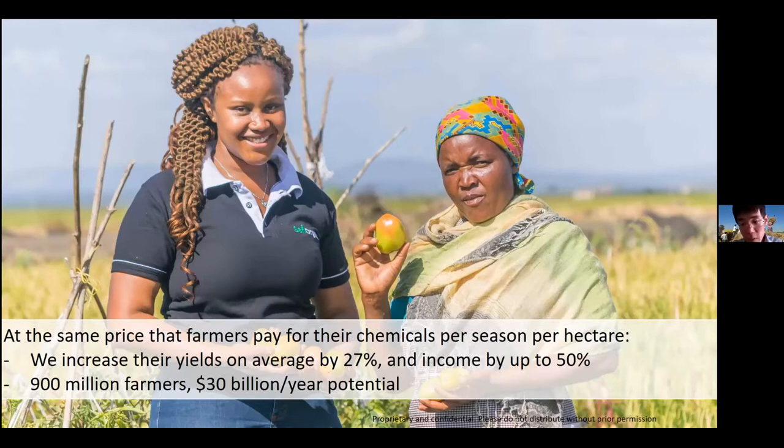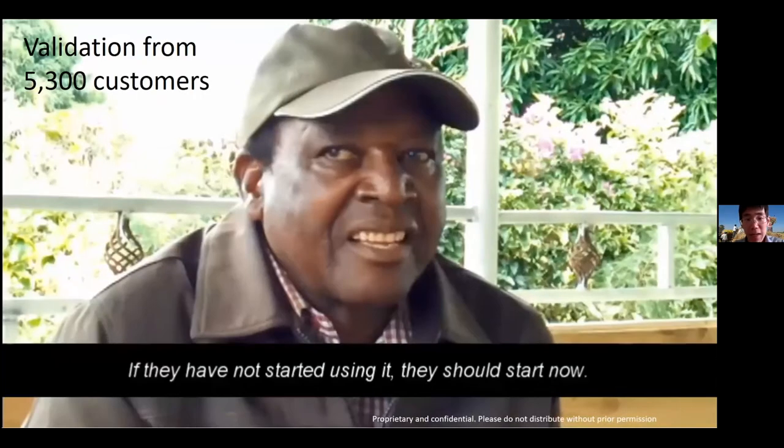What we were able to demonstrate is that, on average, at the same price that these farmers pay for their chemical fertilizers per season per hectare, they're able to increase their yields on average by 27%, and therefore sometimes sell the excess harvest and earn more income. For Mrs. Wasasilia, this means that she became financially independent from her husband. And here's what some of the other farmers have to say.